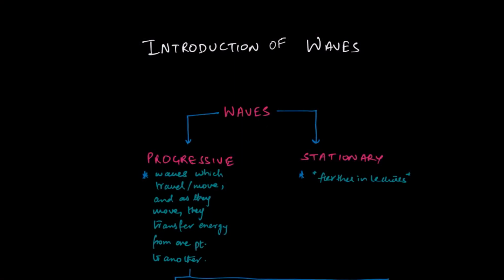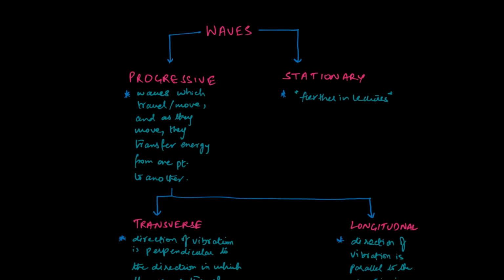Okay, so we would start off with introduction of waves. Waves are divided into two types. First type is the progressive waves, and the other type is stationary waves. Stationary waves would be taught in the further lectures. So we would start off with progressive waves. What are progressive waves? So progressive waves are waves which travel or move, and as they move, they transfer energy from one point to another.